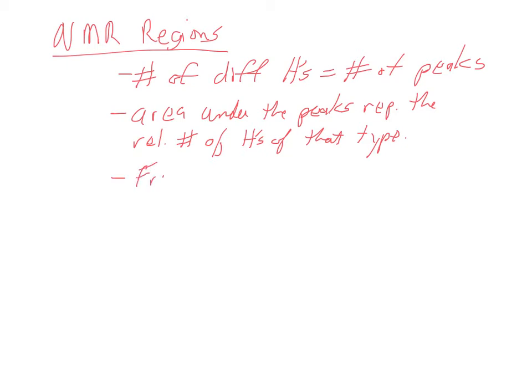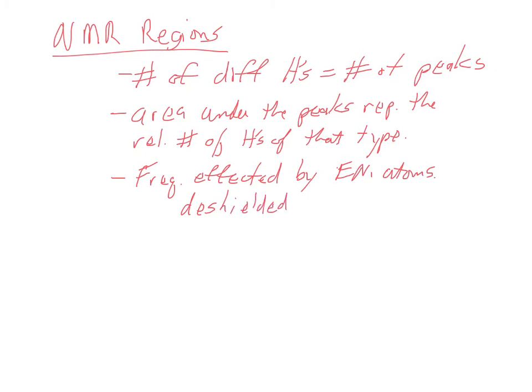The frequency where these peaks come out is affected by electronegative atoms. Deshielded means the electronegative atoms pull away the electrons. You become deshielded and you get pushed downfield. So if I'm next to an oxygen, I'm going to be farther downfield than if I wasn't. Deshielded, downfield.